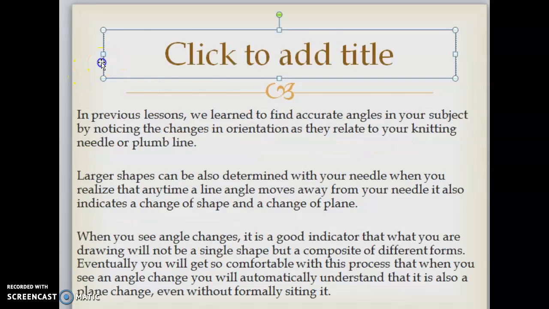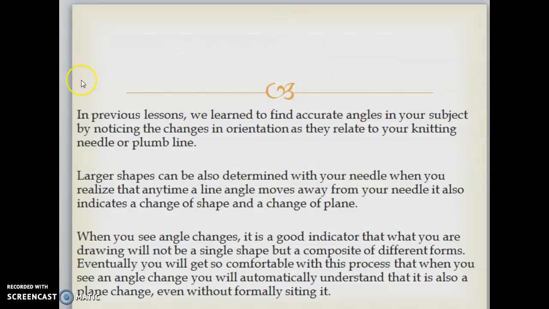In previous lessons, we learned to find accurate angles in your subject by noticing the changes in orientation as they relate to your knitting needle or plumb line. Larger shapes can also be determined with your needle when you realize that any time a line angle moves away from your needle, it also indicates a change of shape and a change of plane. When you see angle changes, it's a good indicator that what you're drawing will not be a single shape, but a composite of different forms.